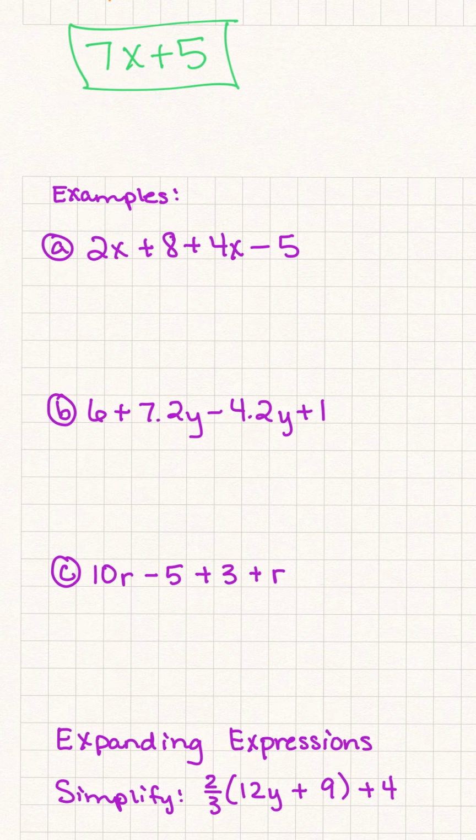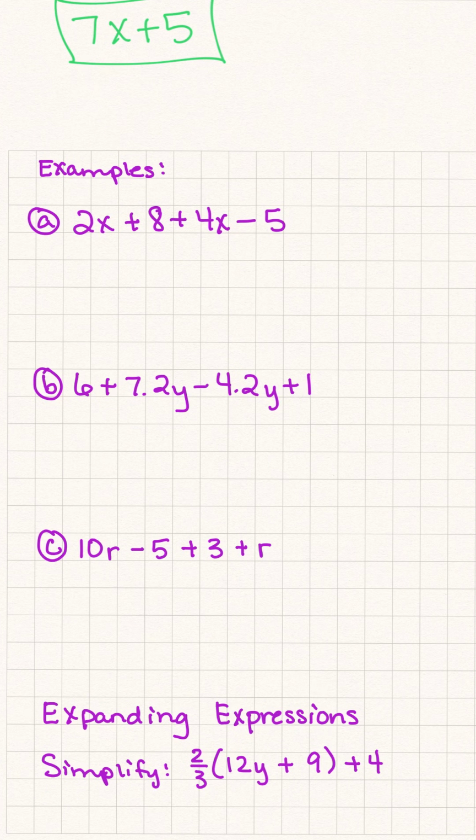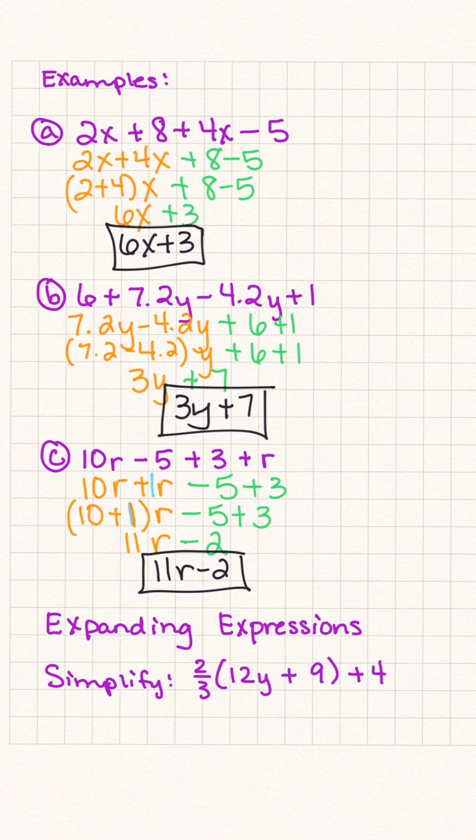So here are a couple examples. If you'd like the challenge, please press pause and try these on your own. Okay, so go ahead and check your work. I tried to keep the like terms in separate colors. The first one you should have got 6x plus 3. The second one you should have got 3y plus 7. And the third one you should have gotten 11r minus 2. That one was a little bit tricky.